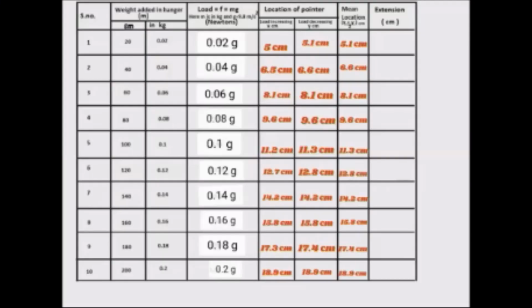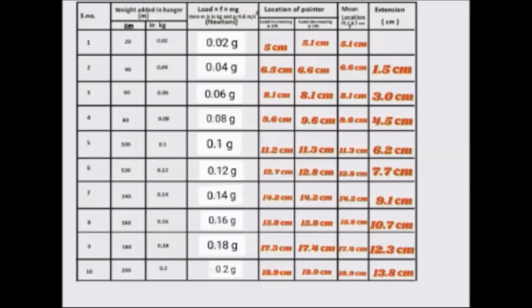Now students, we have taken the readings. Now let's proceed for the calculations. These are the readings which we have observed. Firstly, calculate the mean of each reading representing the location of pointer by weight increasing and decreasing. Now let's find the extension by subtracting the initial position of pointer from the mean location of pointer calculated in each case.